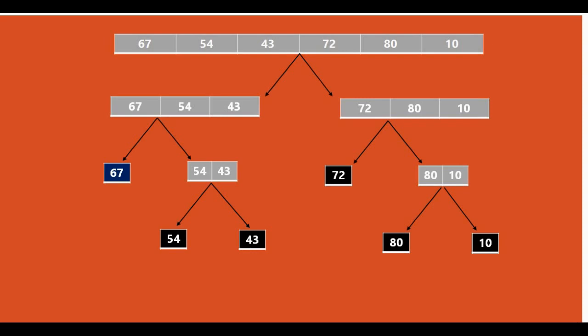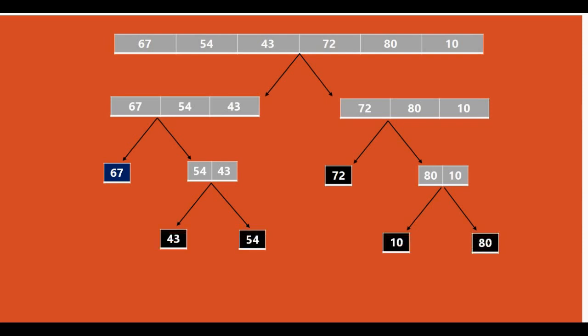Now what we will do is sort these elements where only one number is there in the array. If you see the last step of this pictorial diagram, we have 54 and 43, and we have 80 and 10. So now we'll sort these two arrays. 54 and 43 is there. If I sort this, it becomes 43 and 54, and the right hand side becomes 10 and 80. So it looks like this.